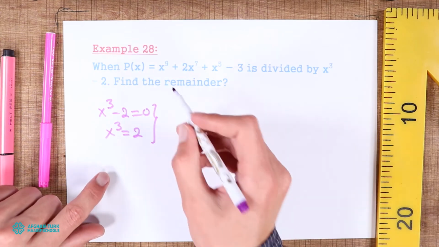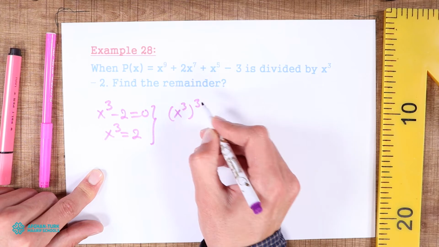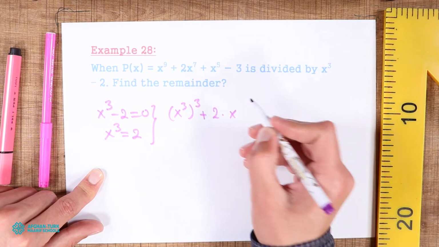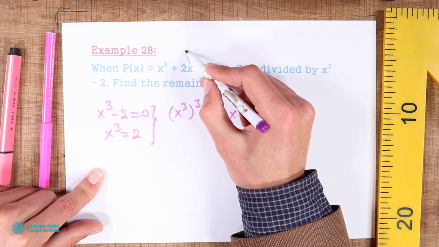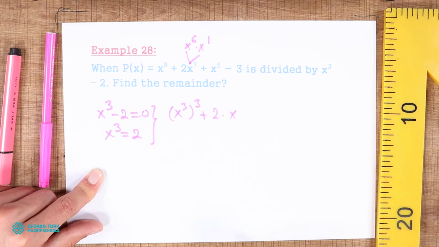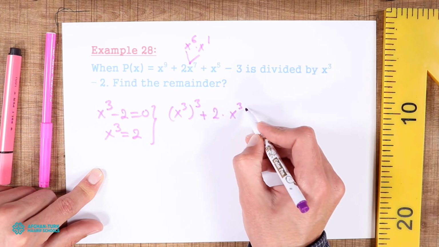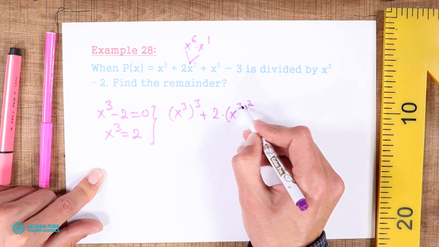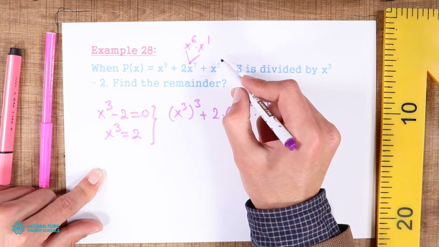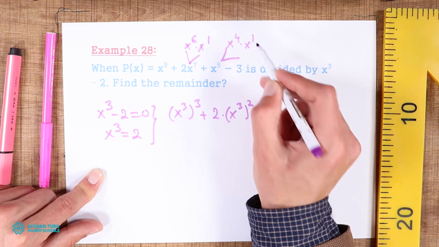It means that instead of x to the power of 3 in the polynomial p of x, we must substitute the value of 2. So we can rewrite x to the power of 9 as x to the power of 3, all to the power of 3, plus 2 times x to the power of 7. x to the power of 7 is x to the power of 6 times x to the power of 1. And we can write x to the power of 6 as x to the power of 3, all squared. 2 times 3 is 6. Times x to the power of 1. Plus, here x to the power of 5, you can write it as x to the power of 4 times x to the power of 1.